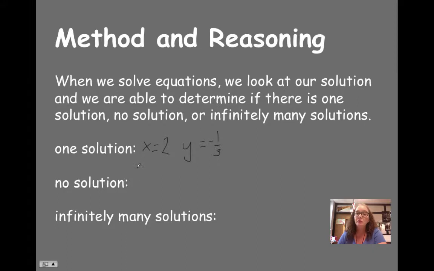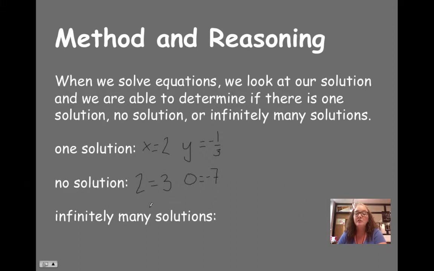If there is no solution, we will have something that completely doesn't make sense. Something like 2 is equal to 3. Or maybe 0 is equal to -7. Well, no mathematician, no matter how good he or she may be, is going to make 2 equal 3 or 0 equal -7. So if your solution turns out like this, there is no solution to the equation.